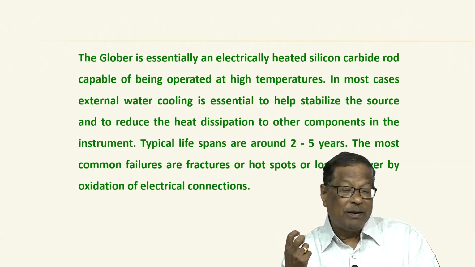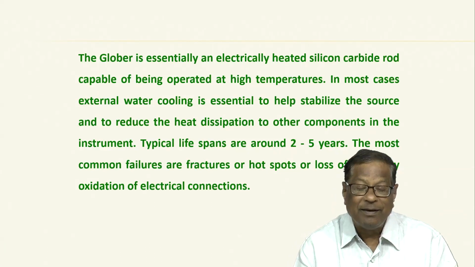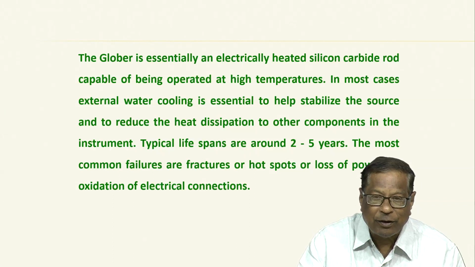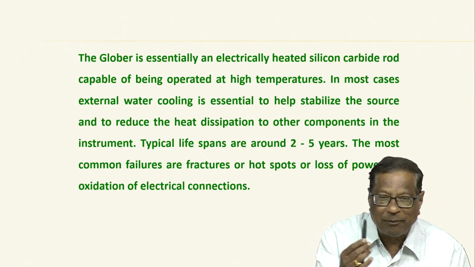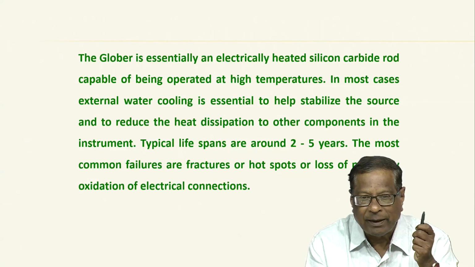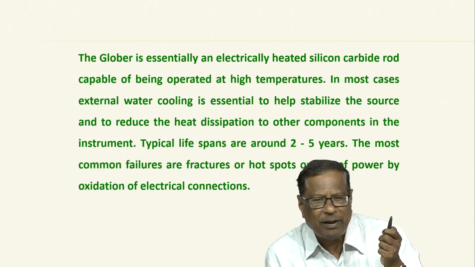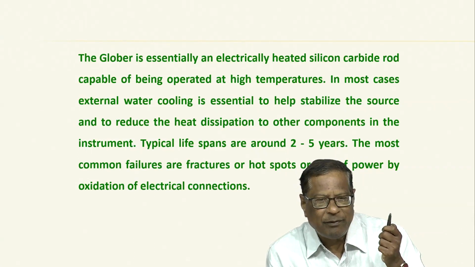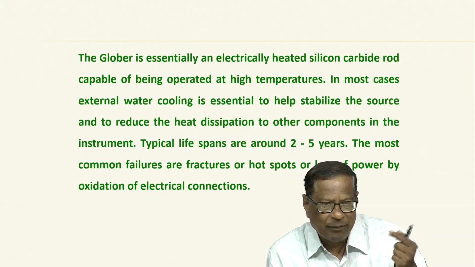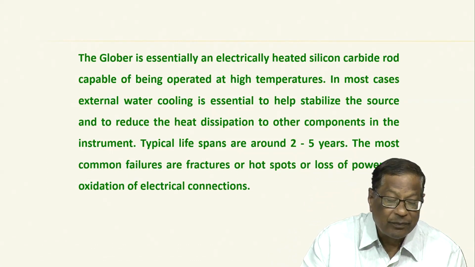So, what is a Globar? The Globar is essentially an electrically heated silicon carbide rod. It is basically a silicon carbide rod, just like this pen. A small piece of about 2 mm thickness and 3 centimeter or 5 centimeter length, which can be connected at both ends to electrical wires for heating. So, that is silicon carbide wire.